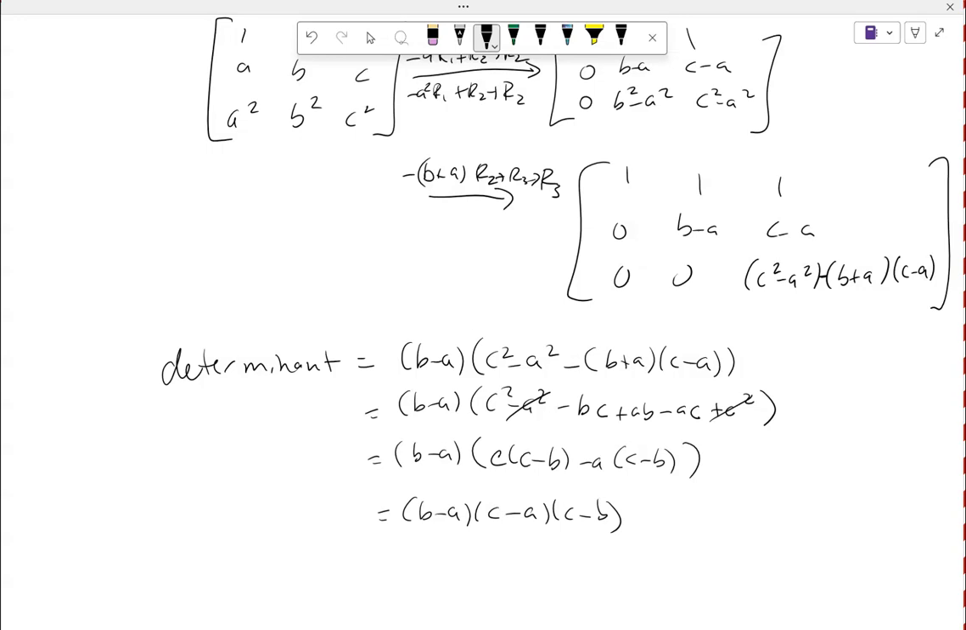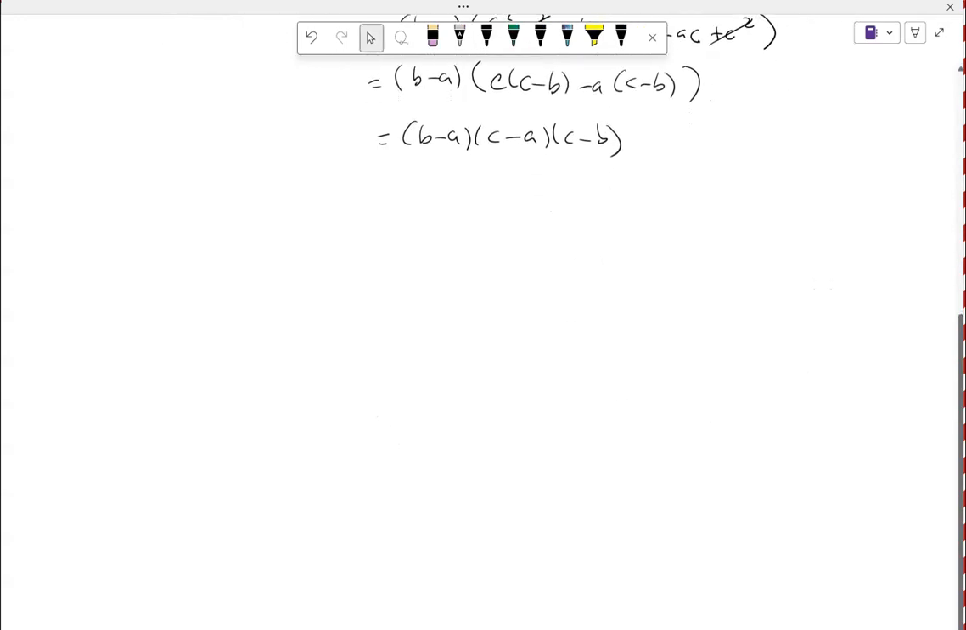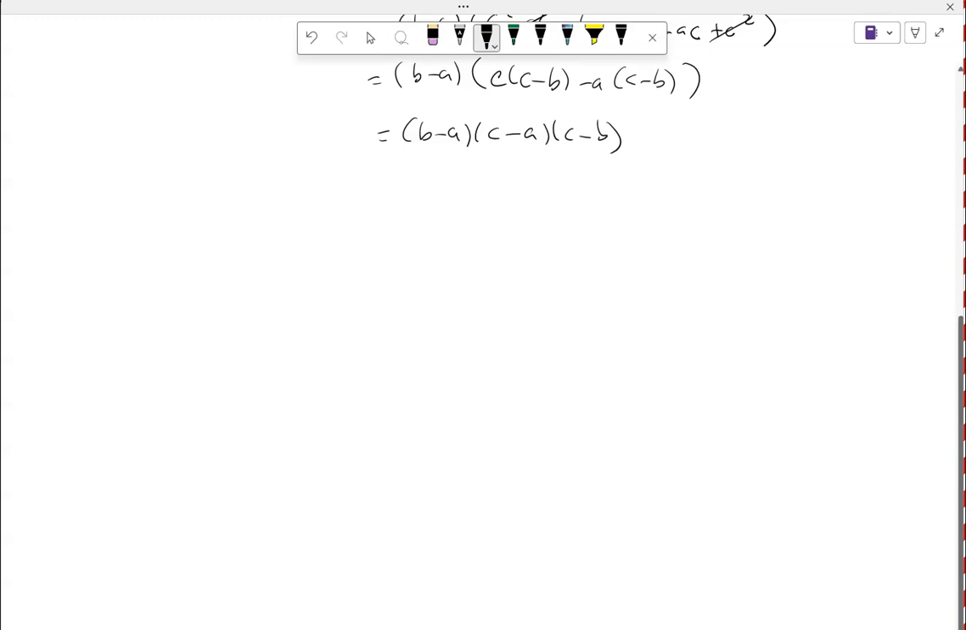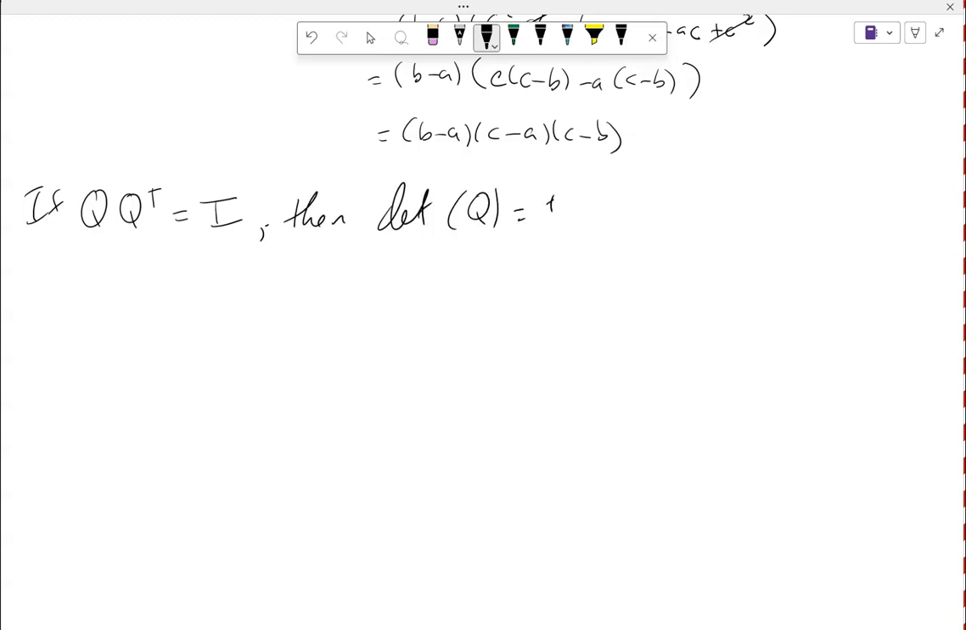Other questions? Number 7? Sure. Okay. So they tell you that Q times Q transpose is equal to the identity matrix. That's the definition of being orthogonal. So this is what you're given. You're asked to show, if this is true, that the determinant of Q is either plus or minus 1.